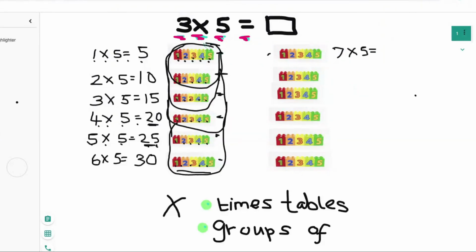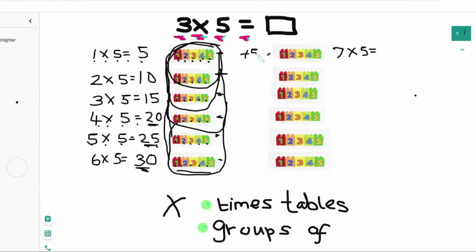We're not going to count all of these blocks because that would take us ages. But what we can do is go back to our 6 times 5, which we know is 30. And we're going to add, how much are we going to add?